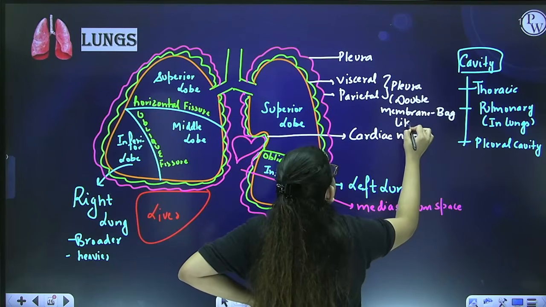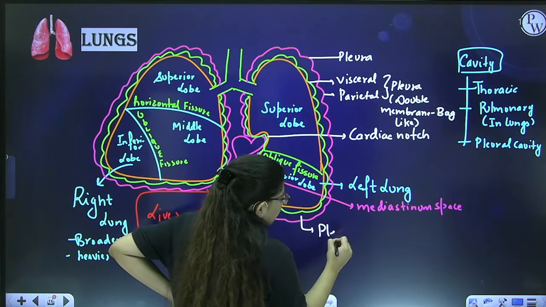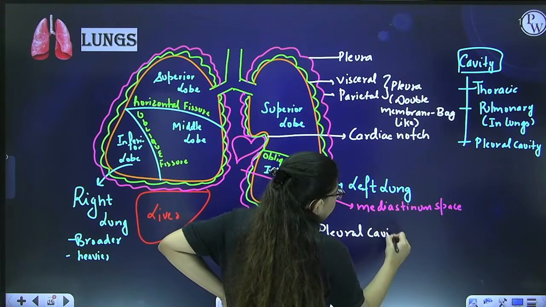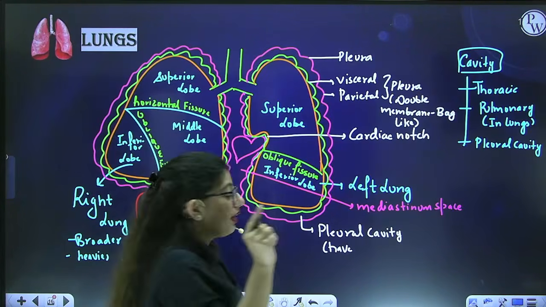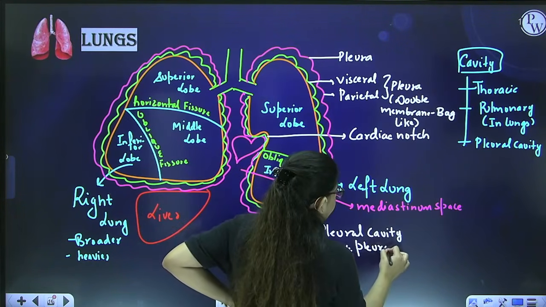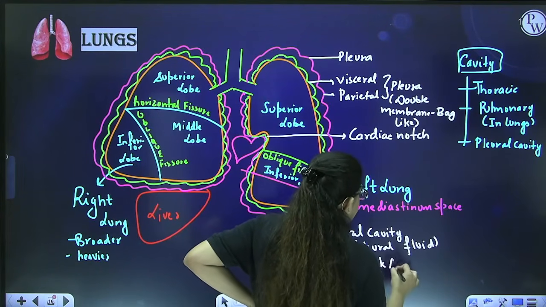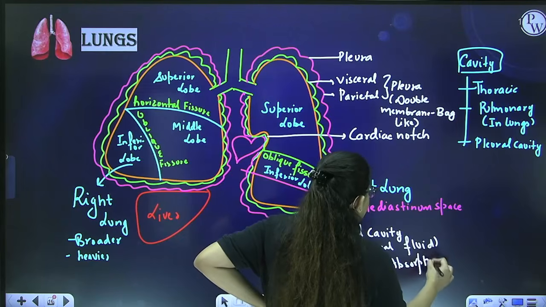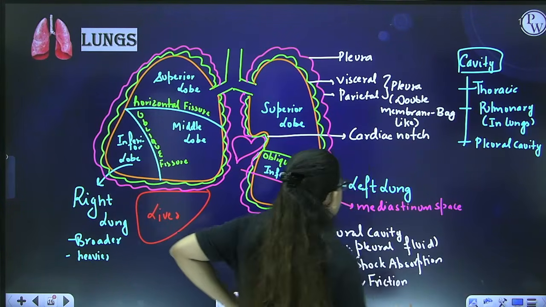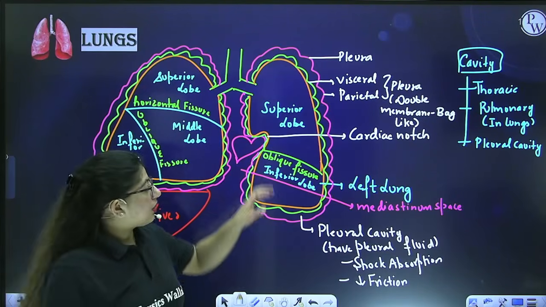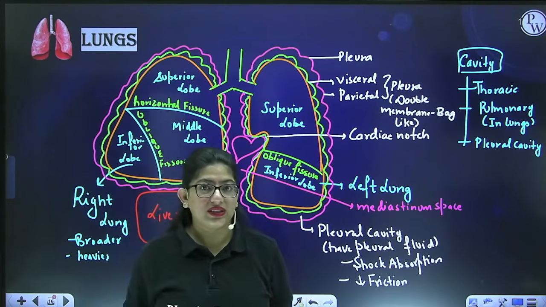What's the function of the pleura? Inside the pleura is a space called the pleural cavity. And the pleural cavity has a fluid, the pleural fluid. This pleural fluid performs a very important function. First of all, shock absorption, and second, it reduces friction. So in a way, it provides protection. The cavity inside is the pleural cavity, and the one where the lungs are present is the thoracic cavity. Fine.